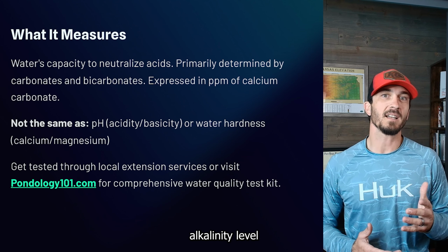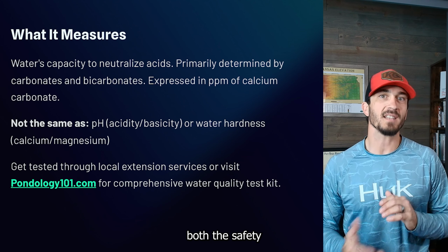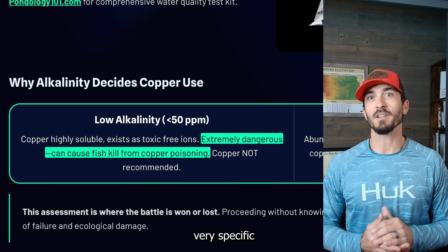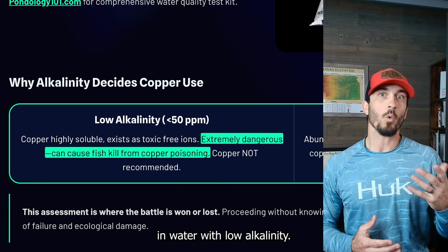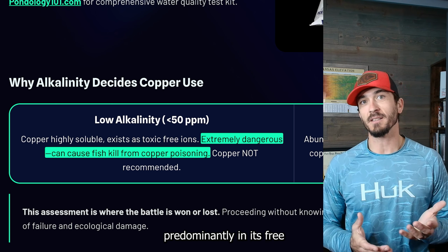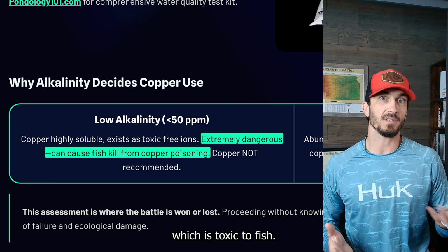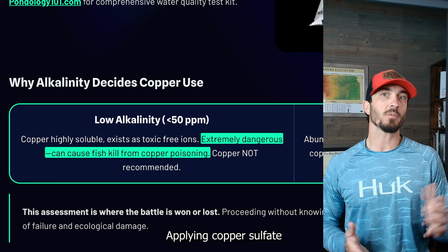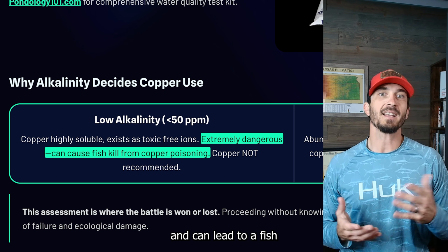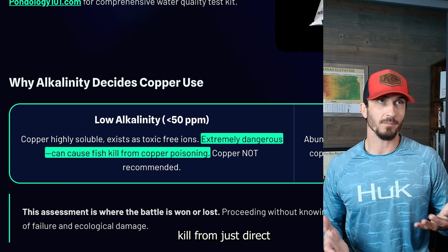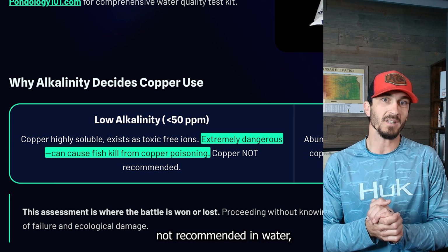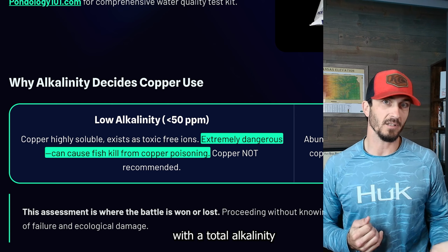The total alkalinity level of a pond dictates both the safety and the efficacy of copper sulfate, creating a very specific operational window. In water with low alkalinity, copper is highly soluble and exists predominantly in its free ionic form, which is toxic to fish. Applying copper sulfate in these soft water conditions is exceptionally dangerous and can lead to a fish kill from direct copper poisoning. For this reason, copper treatments are not recommended in water with a total alkalinity below 50 parts per million.